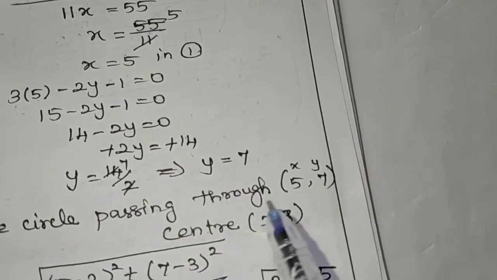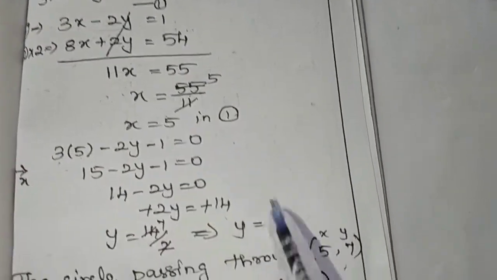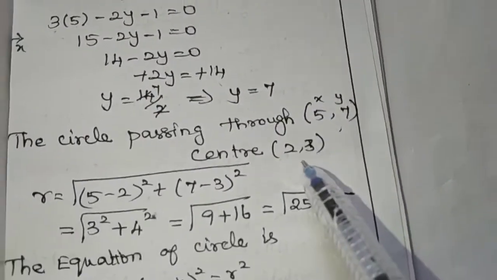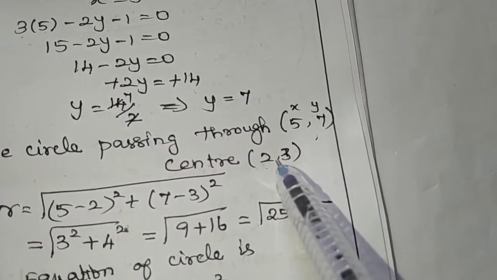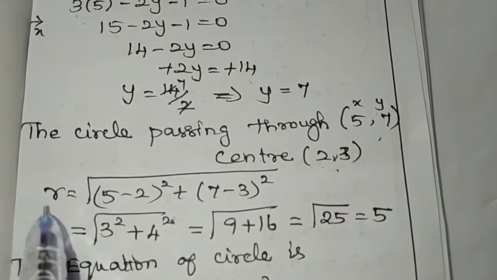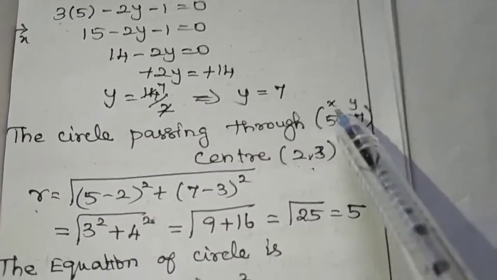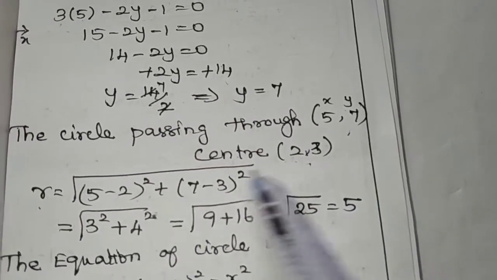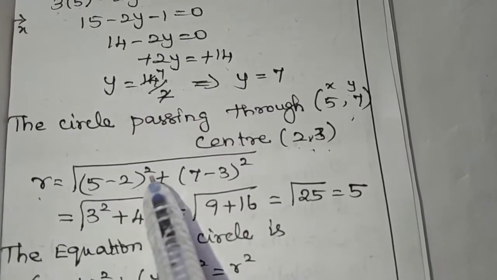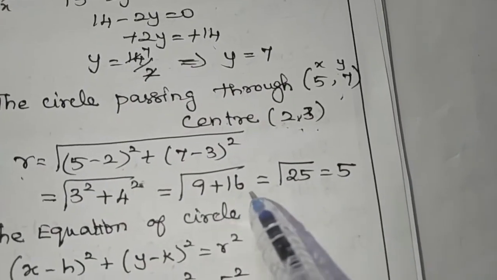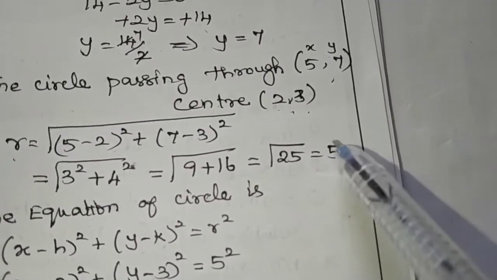But the circle passing through the point (5, 7). Okay, center (2, 3) given. Center and passing through the point known means we get the radius using the distance formula. Root of (5 minus 2) whole square plus (7 minus 3) whole square. 3 square plus 4 square, 9 plus 16 equal to root 25, value 5, radius equal to 5.